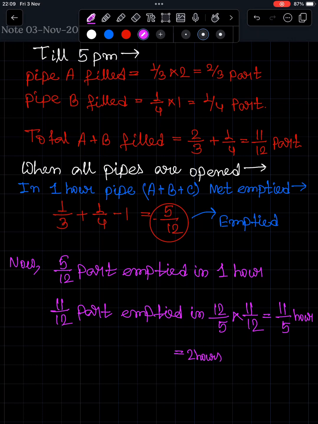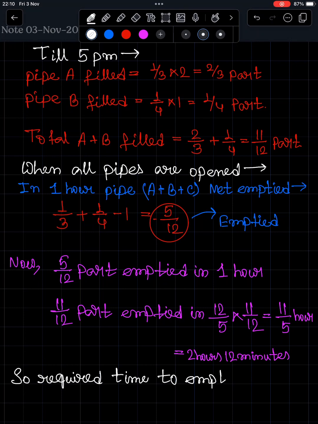which means 2 hours, and 1/5 hour means 1/5 into 60, which is 12 minutes. So we can say that 11/5 hour equals to 2 hours and 12 minutes. So it will take 2 hours and 12 minutes more. From which timeline? From 5 p.m. onwards. It will take 2 hours and 12 minutes more for the 3 pipes to completely empty the cistern.